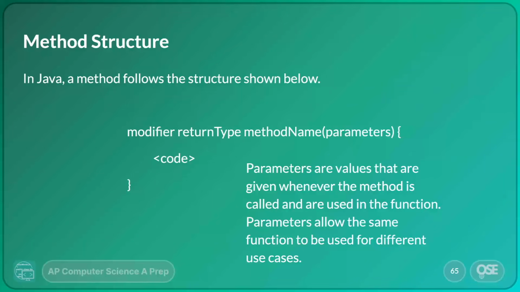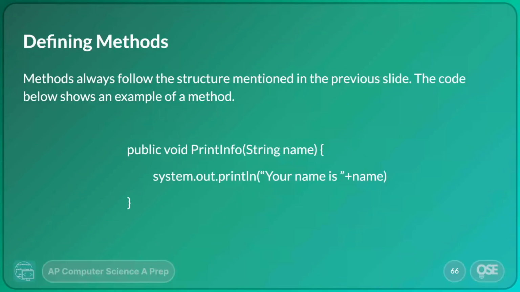First, we have the modifier, then the return type, and then we have the method name, followed by parentheses which contain each of the parameters. Then, inside of curly braces, we write the code for that method. Parameters are essentially values that are given whenever a method is called and are used in the function. Parameters allow for the same function or method to be used for different use cases.